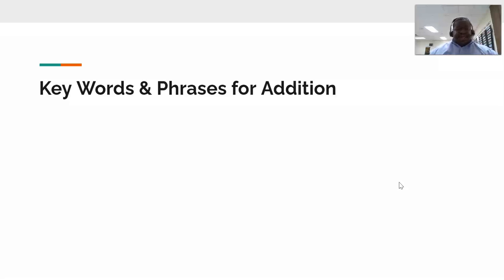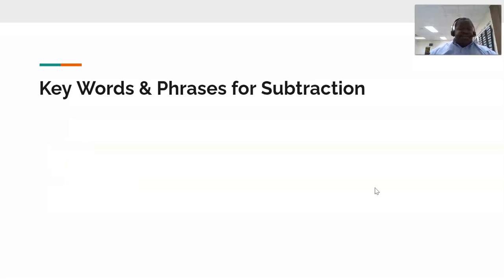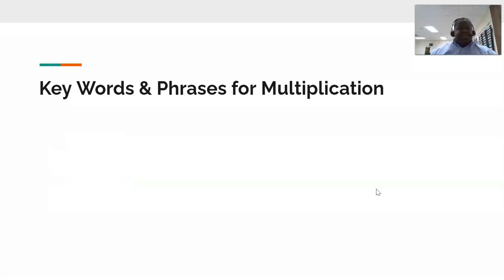So let's start with our keywords and phrases for addition. The keywords and phrases that'll tell you that we have addition in the problem are sum, total, plus, increased by, and more than. Keywords and phrases for subtraction: difference, minus, decreased by, less than, and subtracted from. Notice that less than and subtracted from have stars on them. That's going to become clear why we have those marked differently in just a few moments.